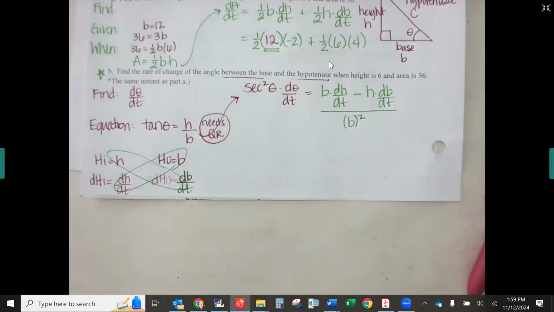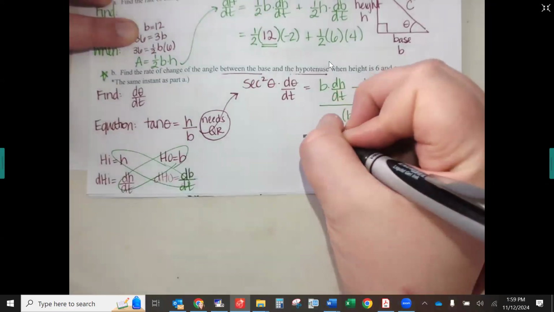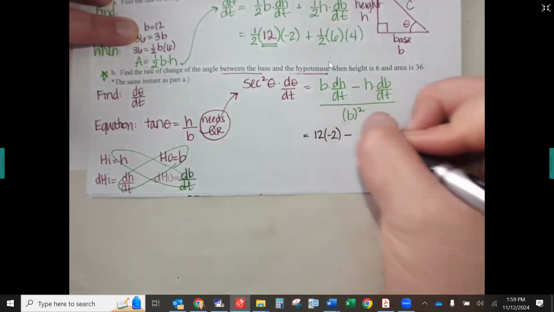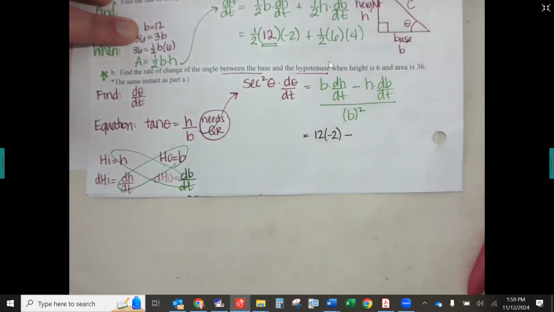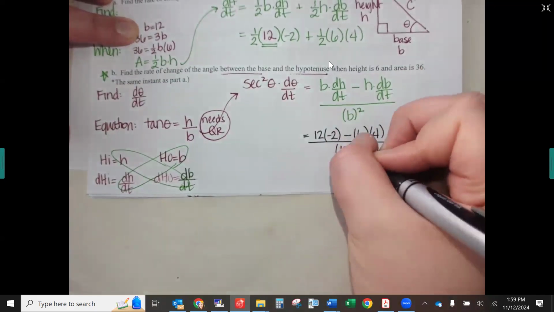Now remember, what I'm solving for is d theta dt right here. So what that means is everything else in the equation, I should be able to plug something in for. Let's start with this right-hand side. Okay, plug in your numbers for B, H, dB dt and dH dt. Okay, hopefully you have a calculator, so it'll make the next step easier. So my B is 12, remember we found that already. My dH dt is negative 2. My H is 6, thank you. And my dB dt is 4. Okay, all over my base is 12 squared.